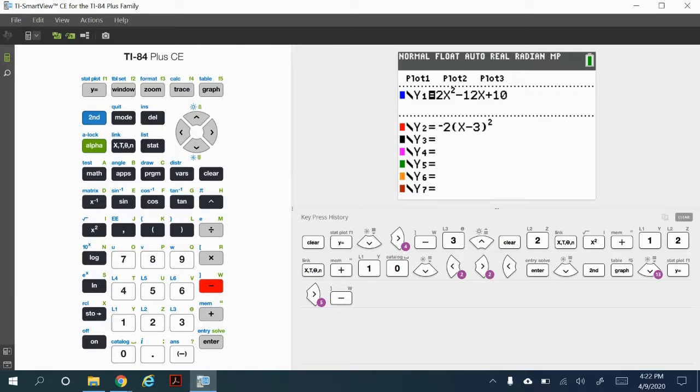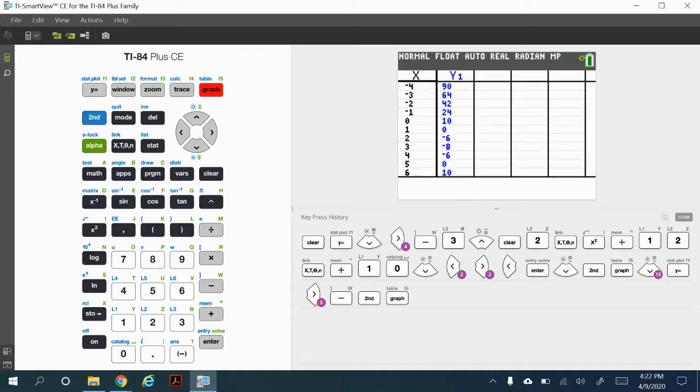So guys, that's the hazard of doing math and technology: your technology can only do the problems right if you put the correct information into the calculator. So be careful there. Let's now go back to the table. Now that looks a little bit better.